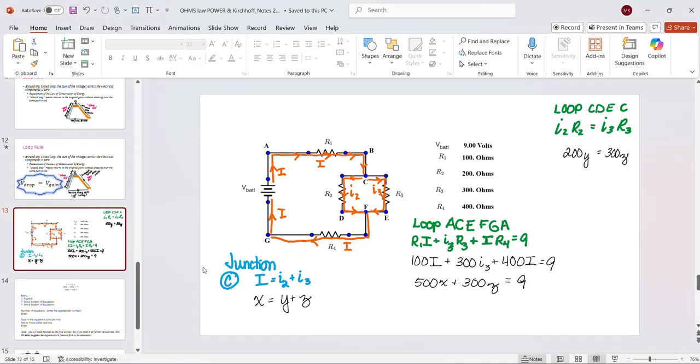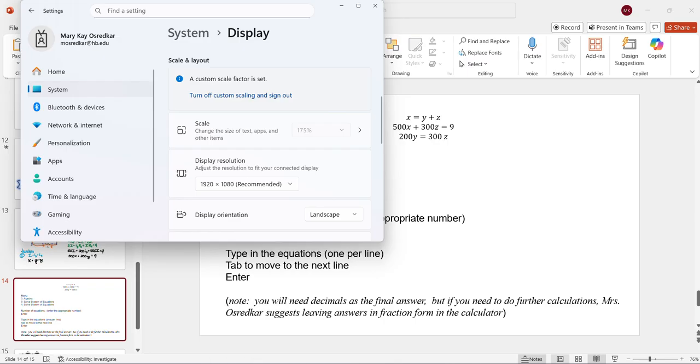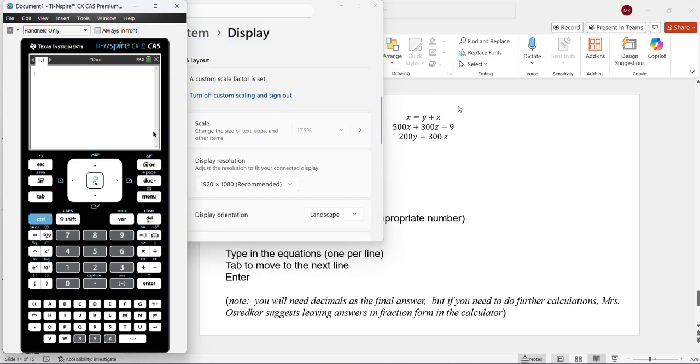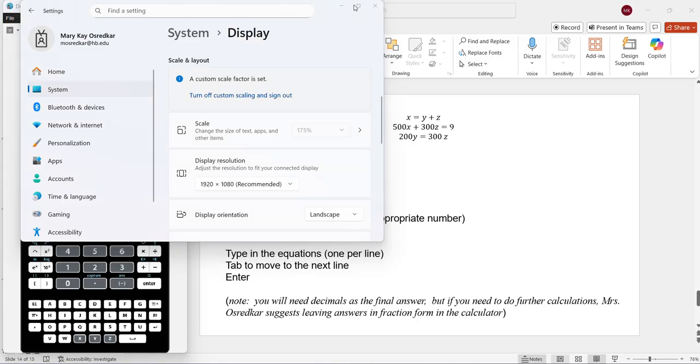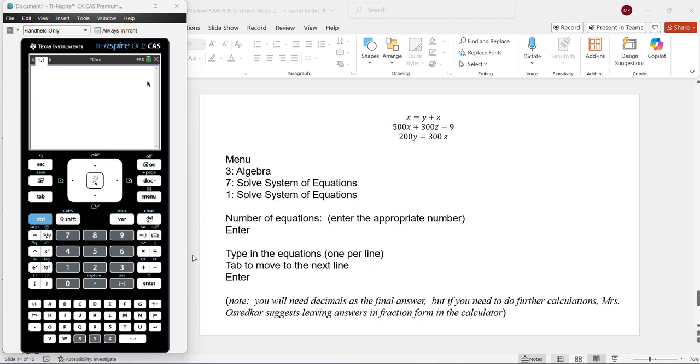I am going to do a quick jump to our next slide and bring up my calculator, and let me get rid of this setting. Sorry about that. Let me bring up the calculator so we can do this.